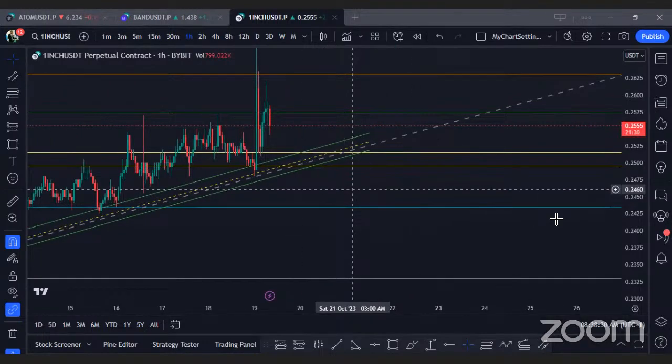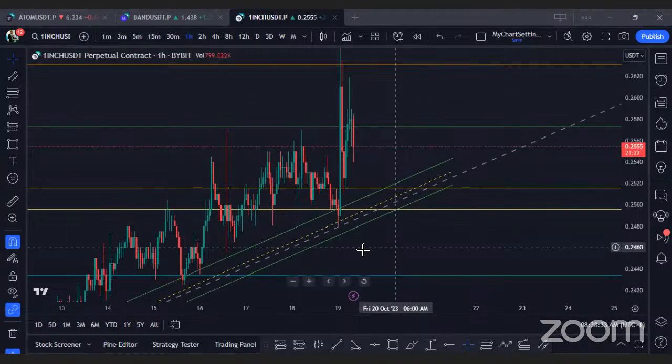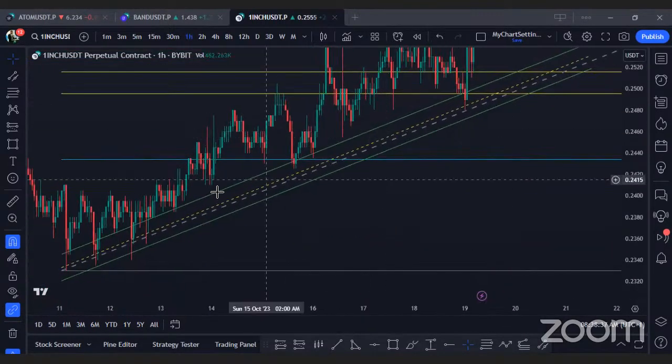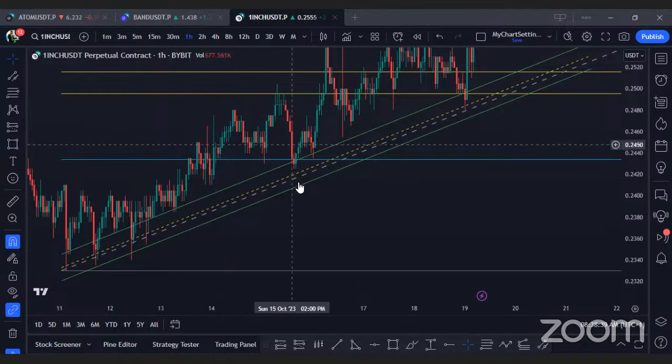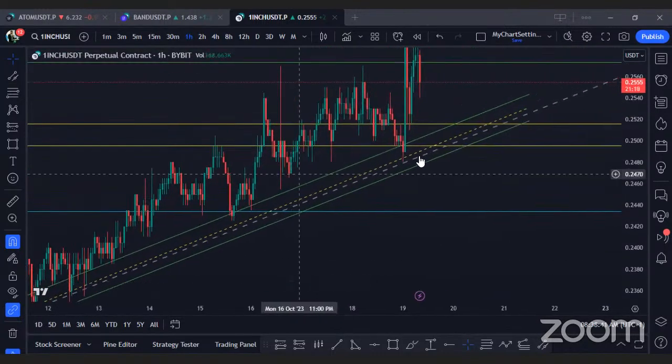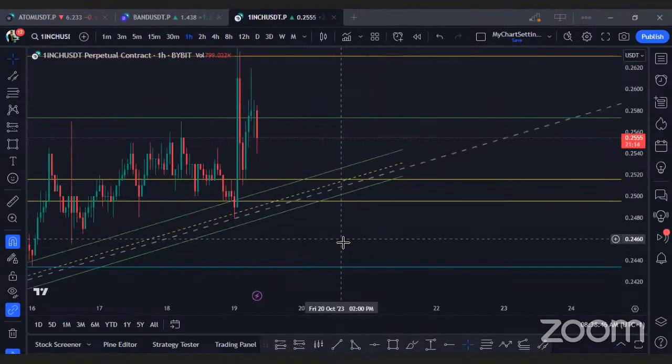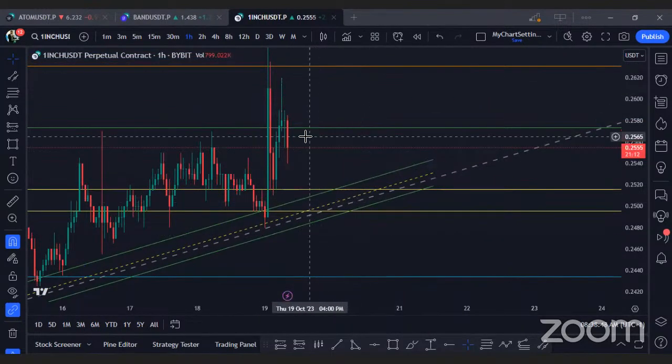Okay, so now for 1inch, we're using this level as a support area. This is serving as a support, and as you can see, we've been rejecting nicely. We can't reject there, go up, can't reject there, go up. So we want to see another rejection down to that area.